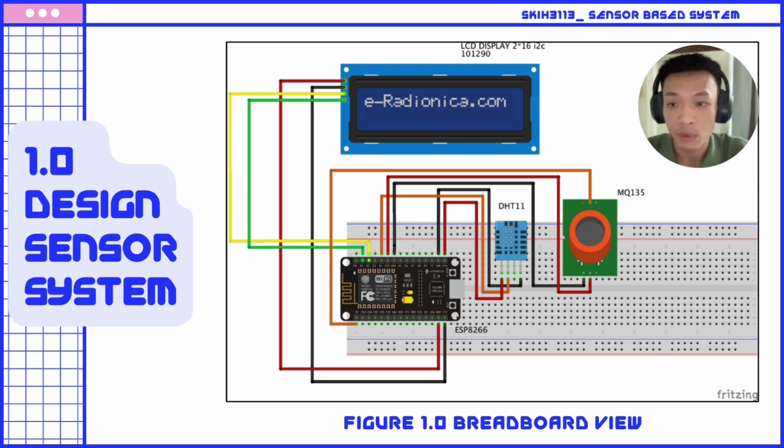And continuing with the MQ135 gas sensor. This sensor is utilized to detect and measure the concentration of various gases, particularly carbon dioxide, CO2, and alcohol. It helps to assess the air quality and identify potential health risks associated with high CO2 levels.